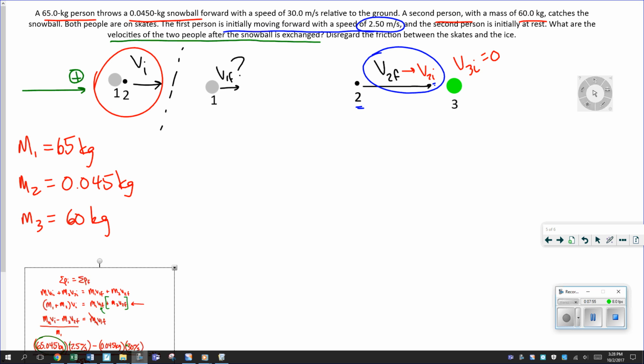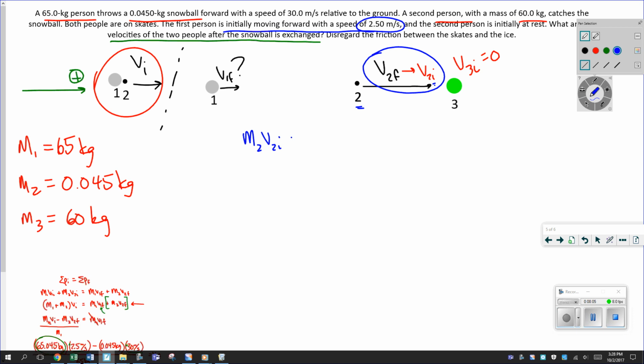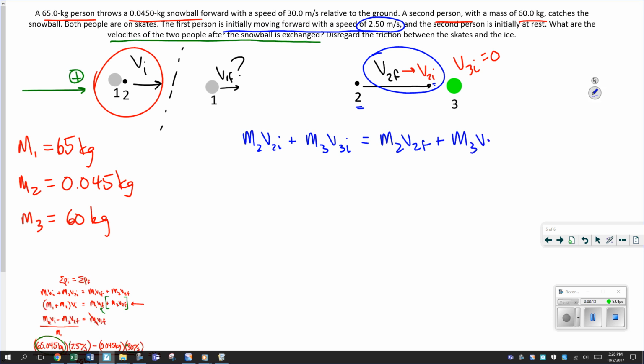So let me move all this stuff out of the way. And now I'm going to jump to this stage of our generic conservation of momentum solution, but now it's M2 V2 initial plus M3 V3 initial is M2 V2 final plus M3 V3 final. So this is now an interaction between object 2 and object 3. Now remember, it doesn't say that the second person is initially moving, so we assume that he's not.